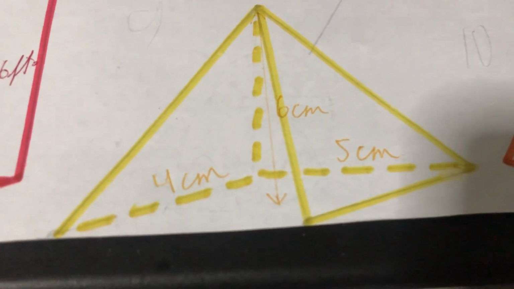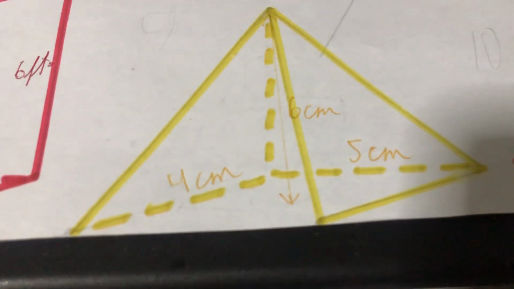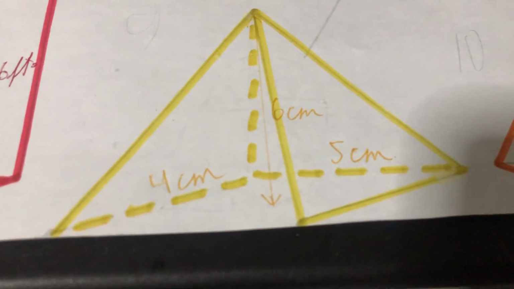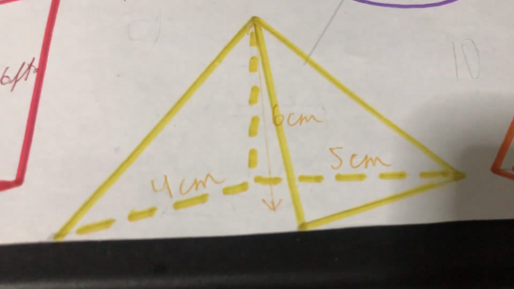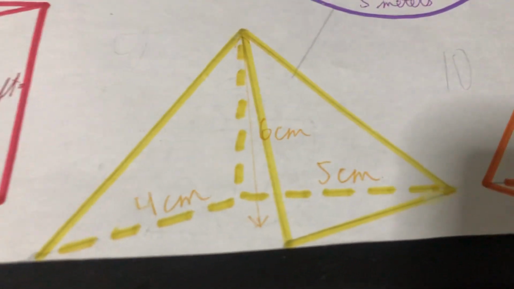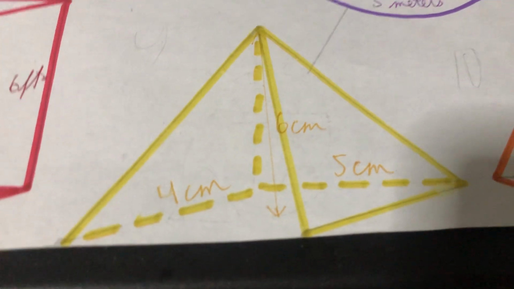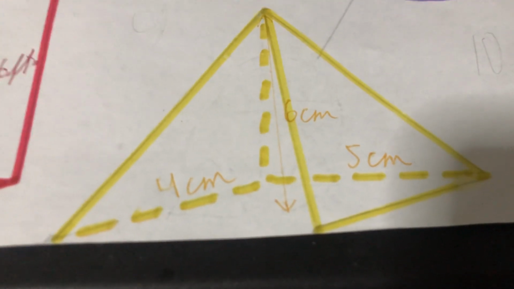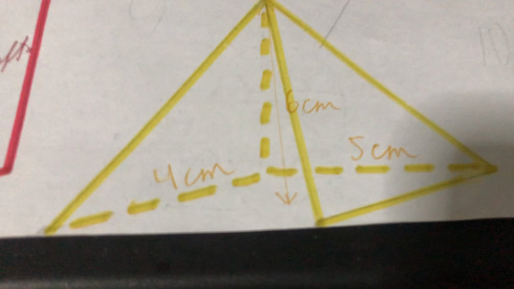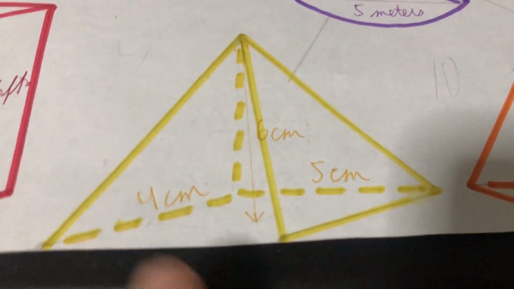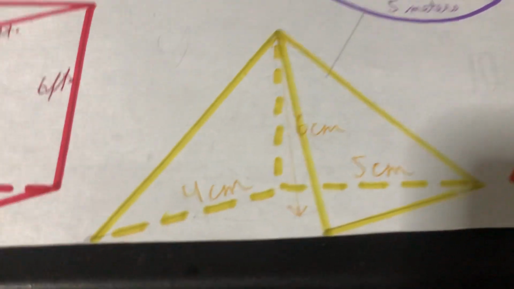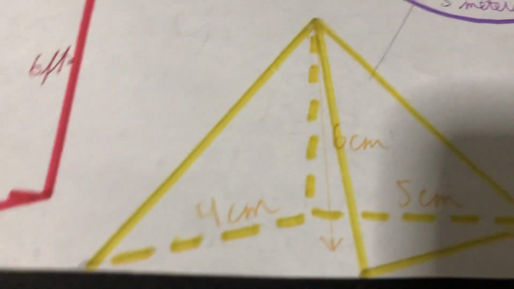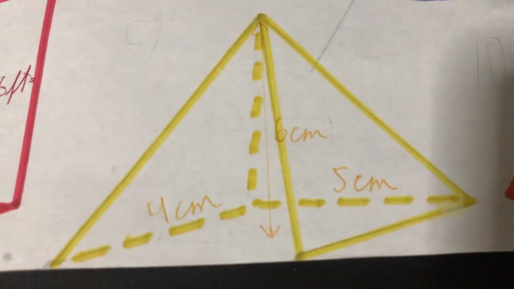Now let's play the game of surface area. To solve for the surface area of the pyramid, first, we need to know how many faces a pyramid has. How many faces does a pyramid have? It needs to have 5. Why? Because one of the faces that you see is the base. But what about the other 4? The other 4 faces are the triangles.